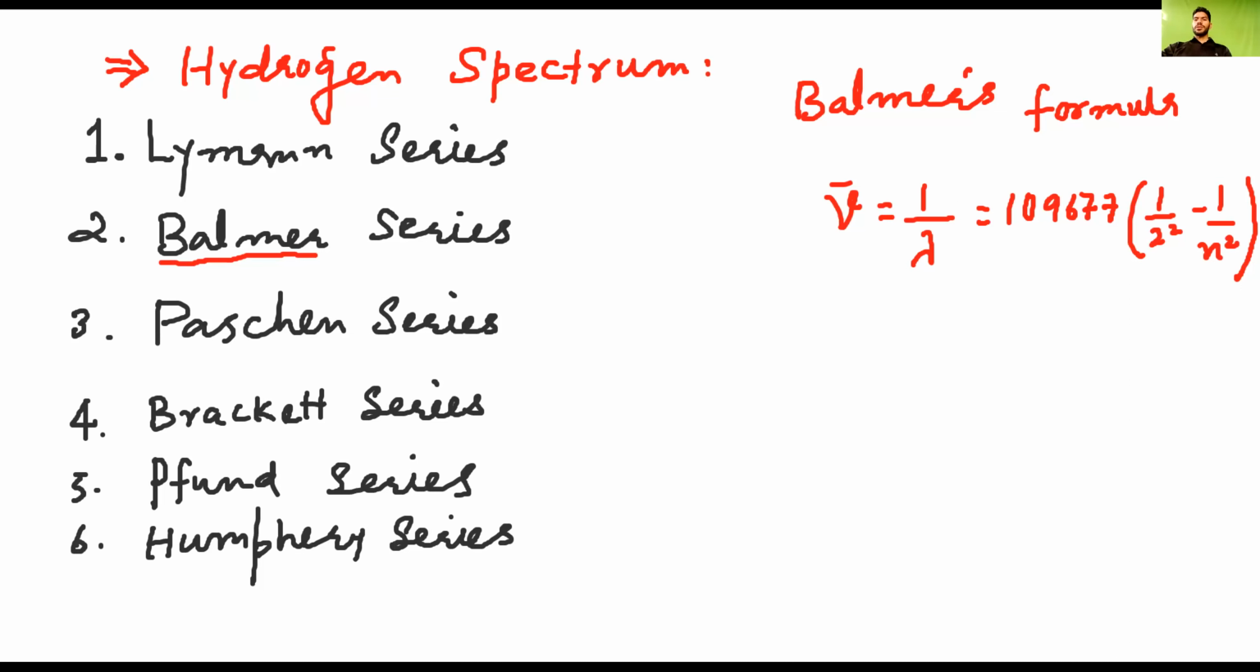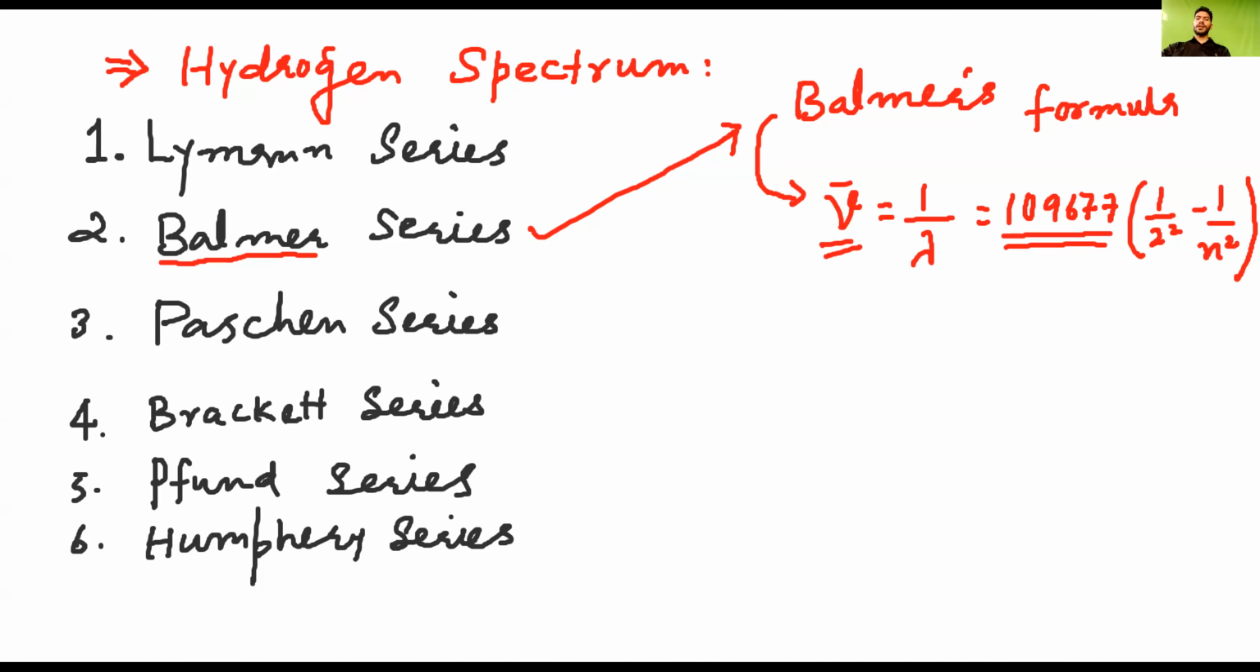So now what is here, this nu bar, it is the wave number. And lambda is the wavelength. 109677 is actually a constant value. I will just tell this, it is actually known as Rydberg constant. So, okay, this was the Balmer's formula, but this Balmer's formula you can only apply for this Balmer series, which is actually observed in the visible region. But all other series, they are not observed in the visible region. For example, Lyman series, it is observed in the UV region. Then this Paschen series, it is observed in the IR region, that is infrared region.